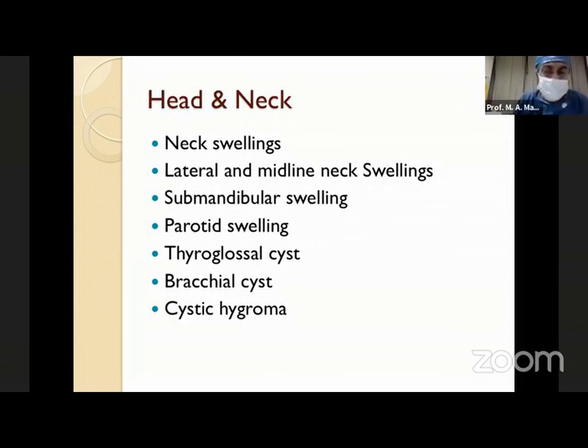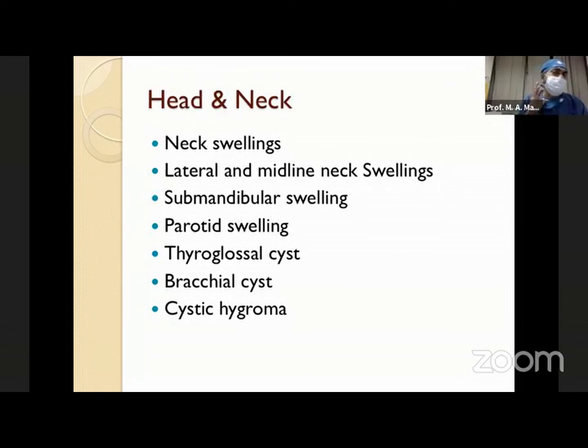What are the differential diagnoses of cystic hygroma? It can be hemangioma. Cystic hygroma treatment is thorough excision of the cyst. Another name is lymphangioma. So this is all about head and neck swelling, which is commonly asked in the exam. Don't forget midline neck swelling, lateral neck swelling, or any swelling, it can be a cervical lymph node.